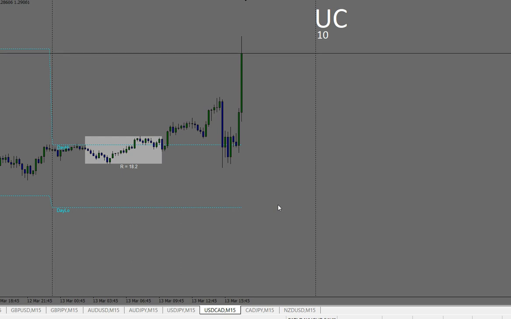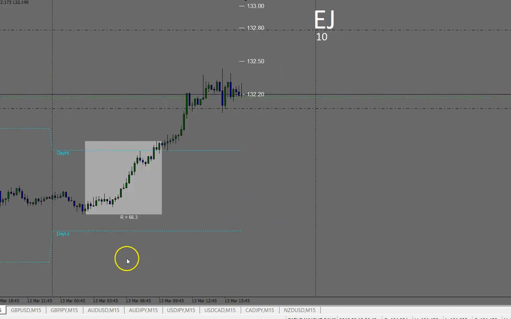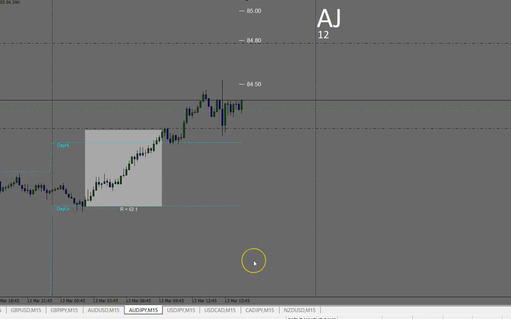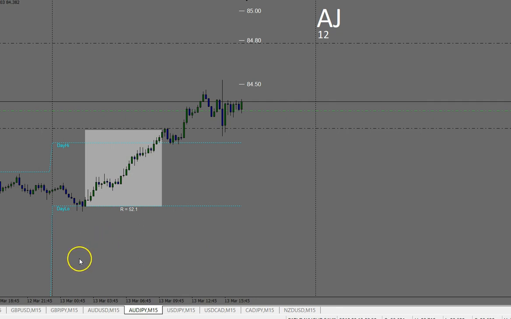So at the moment I'm up 30, 40, 50, 56 pips for the day, and I'm still holding the euro Japanese yen, pound Japanese yen, and the Australian dollar Japanese yen. Okay, I'll let these ride for a little bit longer and see how they go. I'll pause the video again and come back to you if there's any significant changes.